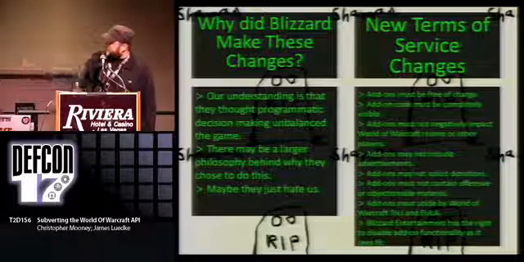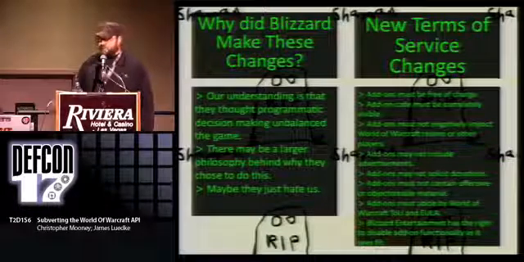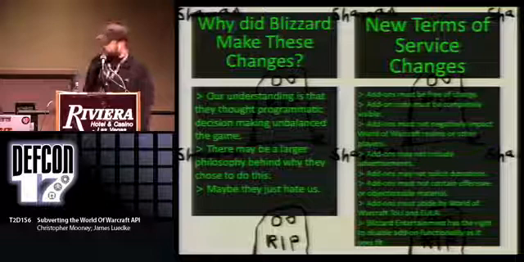Then there are some new terms of service changes, but for speed, I'm just going to go past those. Basically, if you know the game, you read them, they're sucky.